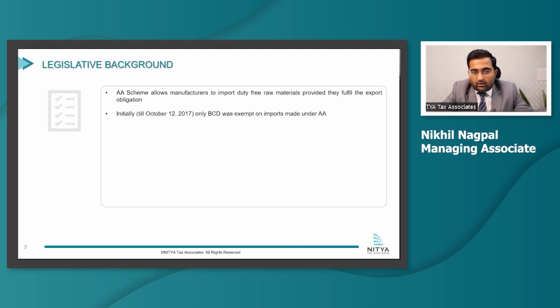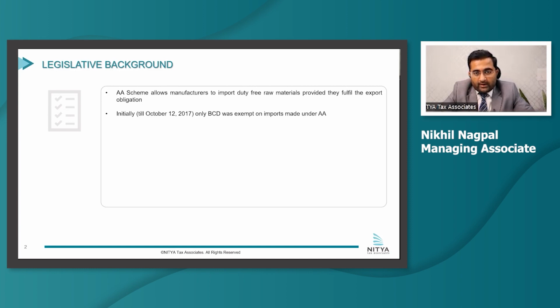If I talk about the background of this scheme, prior to the introduction of GST, all the duties and taxes like BCD, CVD, and the special additional duty which were applicable on the imports were exempted under advance authorization without any specific condition. However, when the GST regime was made applicable with effect from 1st of July 2017, the government did not carry forward the exemption of IGST and cess under the GST regime if the imports are made under the advance authorization scheme. So this was causing real hardship for the exporters who were facing a working capital blockage since they had to discharge IGST and cess while importing those goods.